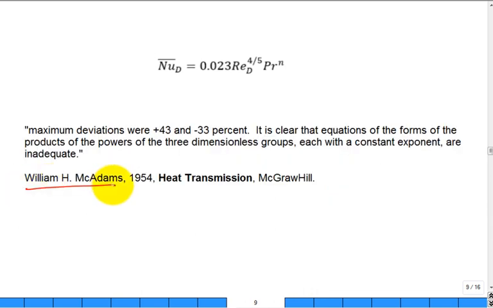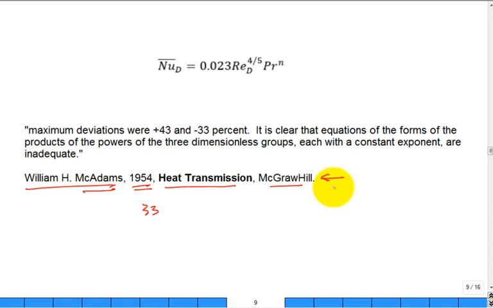So William McAdams, and he published a book, and this was the third print. I don't have the first print. The first print was in 33, I believe, but I have a copy of the one done in 54. And so I know definitely what's written in that copy. So it's Heat Transmission from McGraw-Hill. You can buy these on eBay. They're pretty cheap. You just have to wait for somebody to post it at a Goodwill store for about $8. And you get these classic old textbooks.